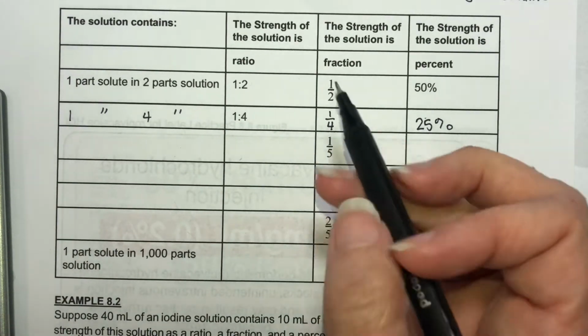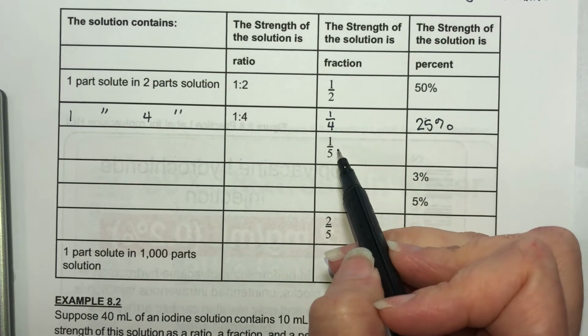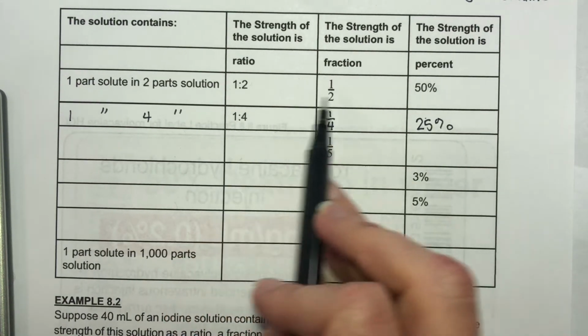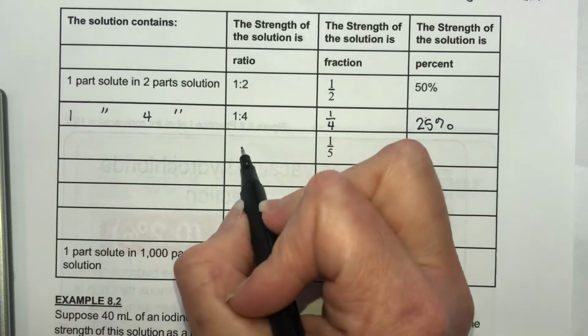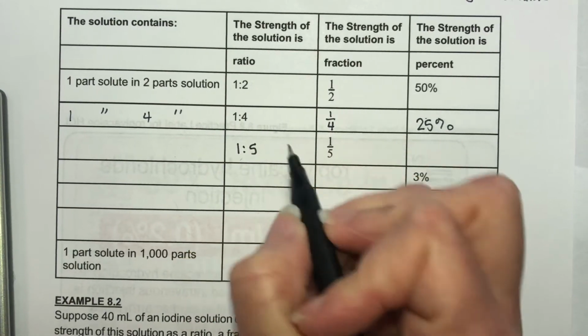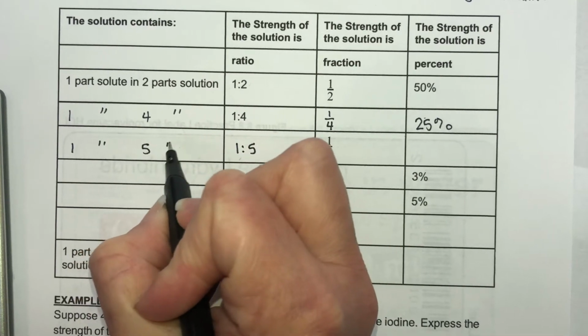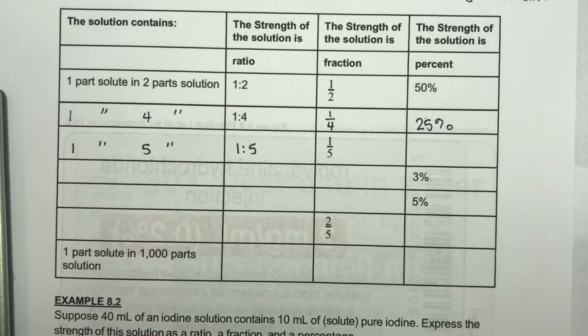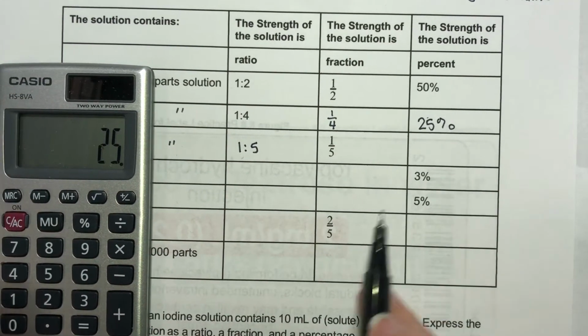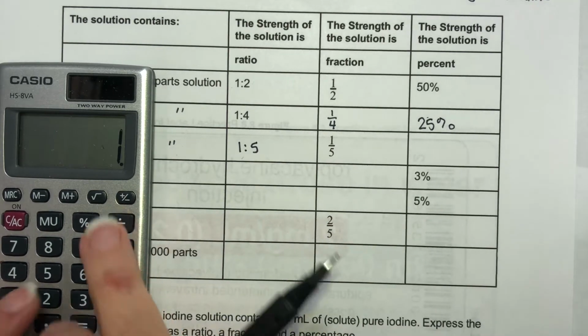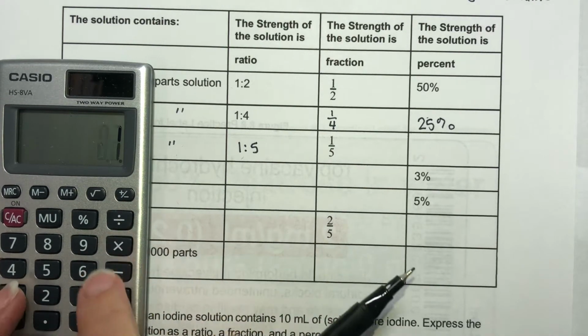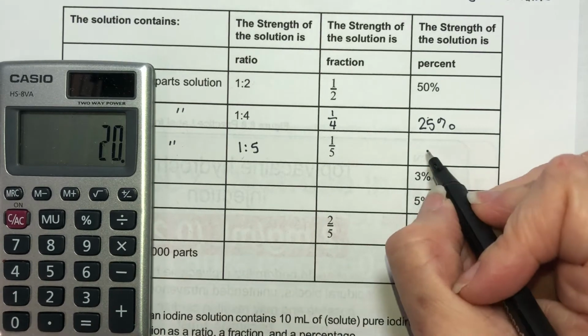Here we're given the fraction. And notice that this number is the top, this number is the bottom, so this ratio is 1 to 5. So this is 1 part solute and 5 parts solution. To find the percentage, do the division. 1 divided by 5 times 100 gives you 20%.